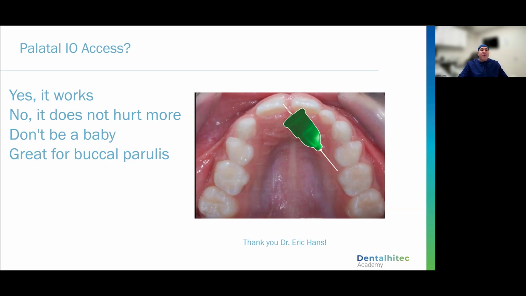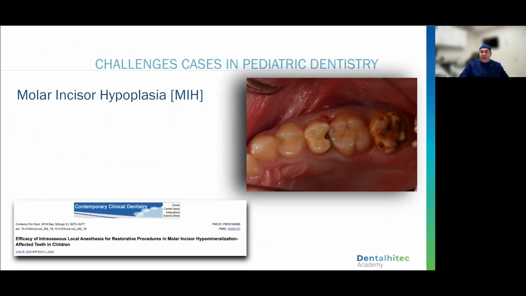And with practice and giving this a couple of times, you will find that your worry about giving palatal anesthesia will go away. It's a great way to access. You can see, and I encourage you, if you haven't done that, to try it.